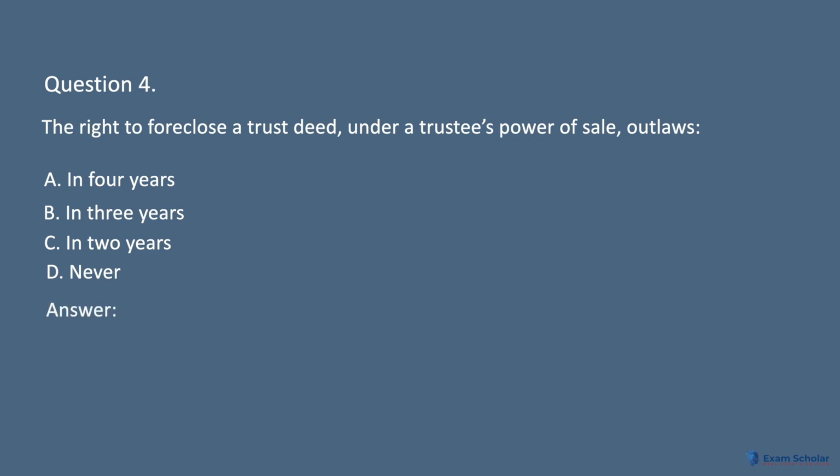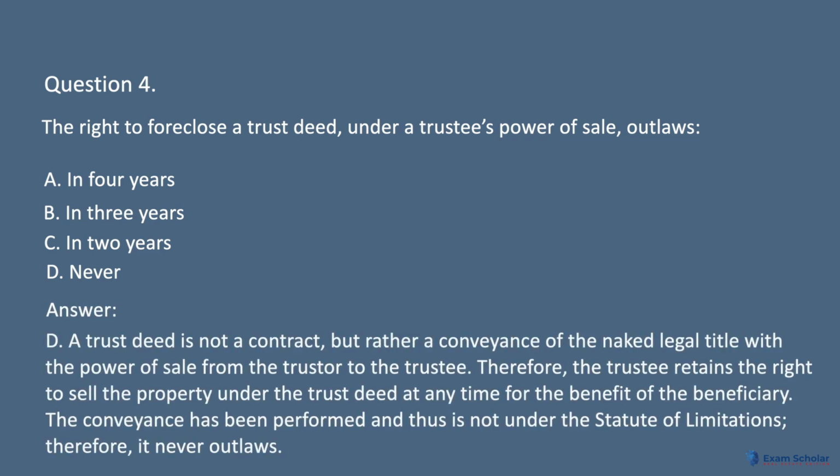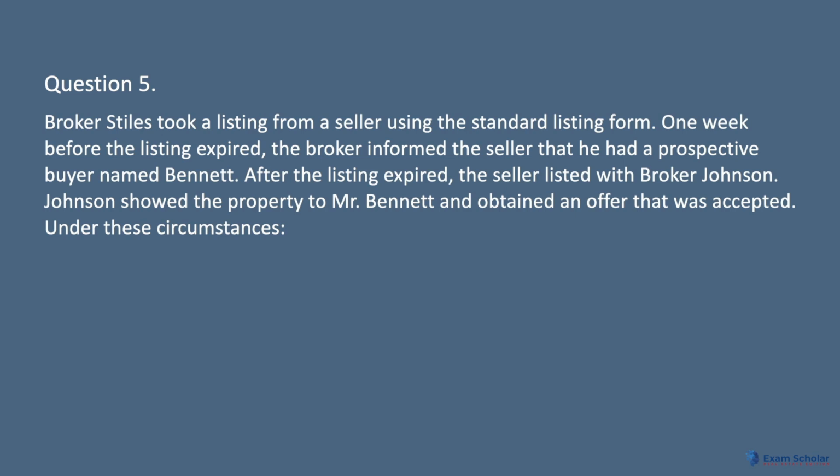Answer: D. A trust deed is not a contract, but rather a conveyance of the naked legal title with the power of sale from the trustor to the trustee. Therefore, the trustee retains the right to sell the property under the trust deed at any time for the benefit of the beneficiary. The conveyance has been performed and thus is not under the statute of limitations, therefore, it never outlaws. Question 5. Broker Styles took a listing from a seller using the standard listing form.